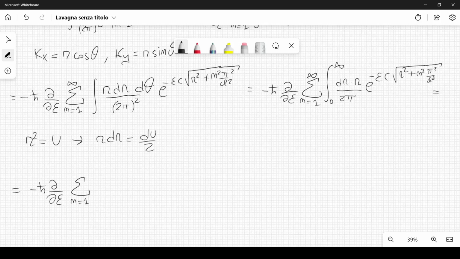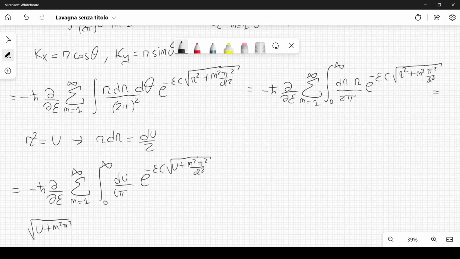summation over n from 1 to infinity, integral from 0 to infinity. The integral is still from 0 to infinity, du over 4 pi, e to the minus epsilon c square root of u plus n squared pi squared over a squared. And now we can make another substitution. So the square root of u plus n squared pi squared over a squared is equal to v. So this is another substitution that we make, and if you wanted, you could have just skipped one step and made one single substitution.